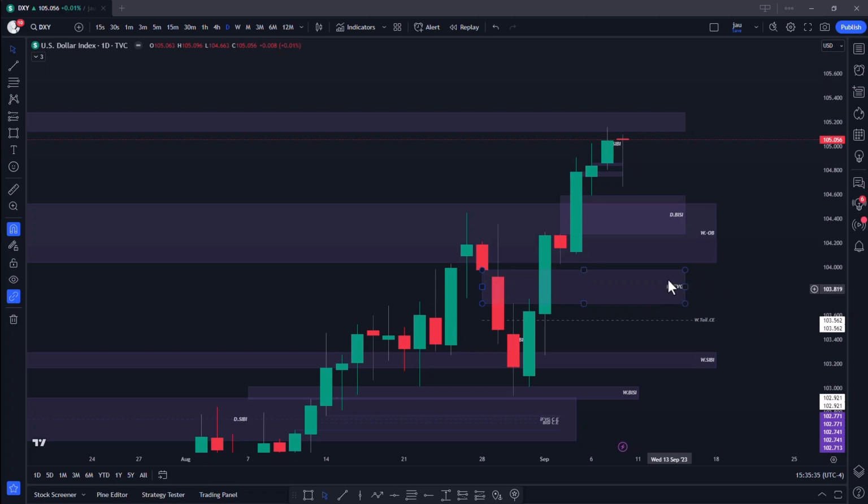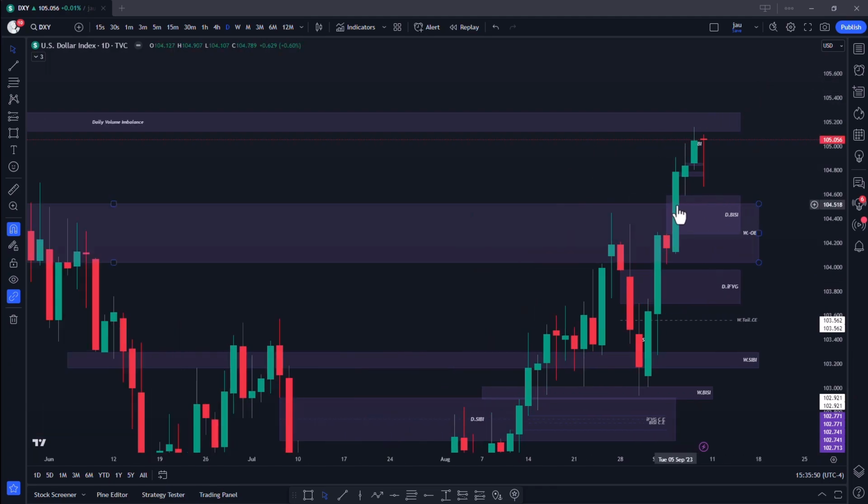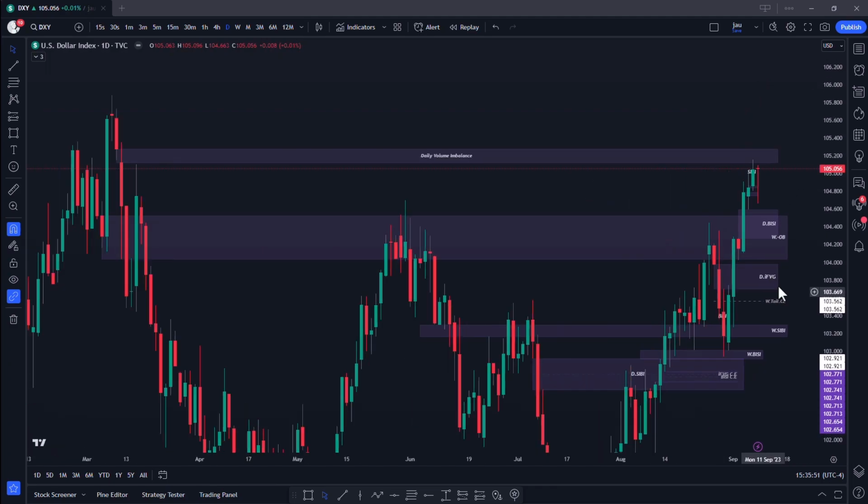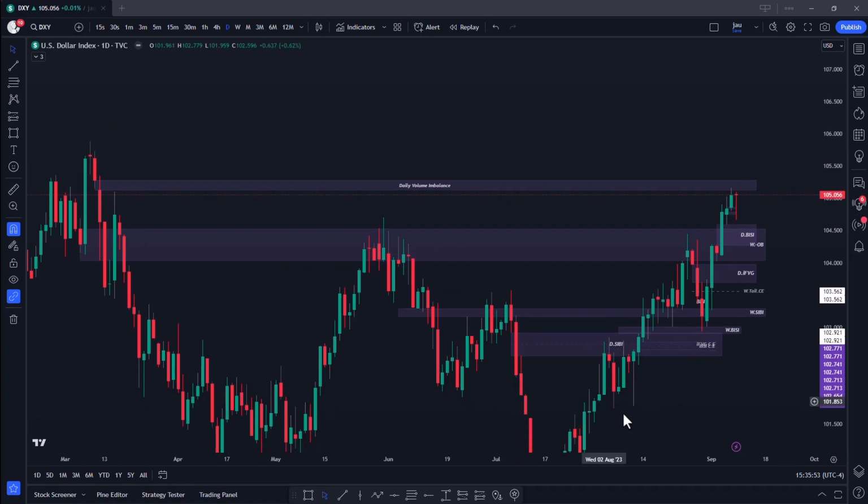103.8183 level inside of this inversion fair value gap. This is where I would like to see us reject perfectly from. I don't even want to see this level touched, but here I would like to see us tap into it and continue higher for the rest of the year, essentially until November.